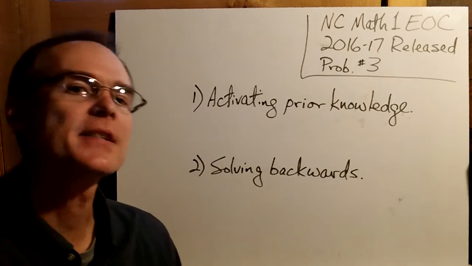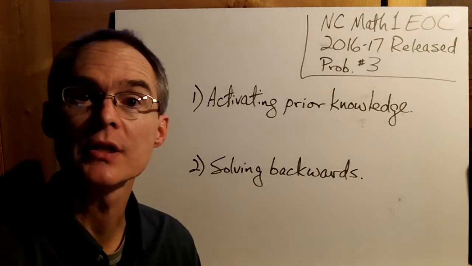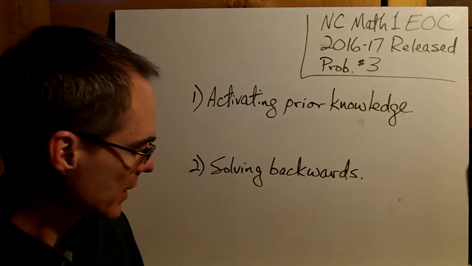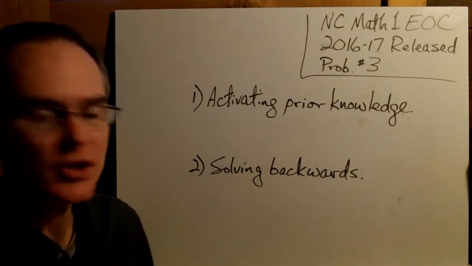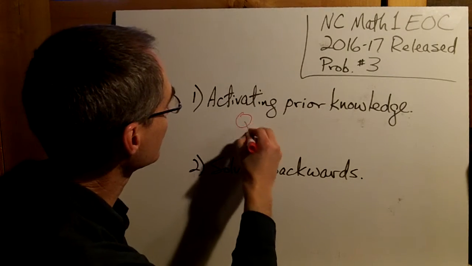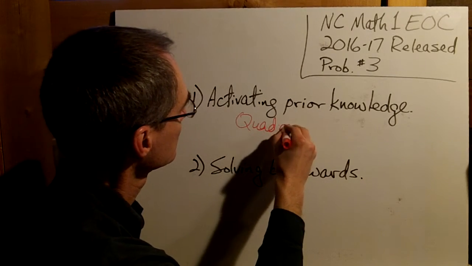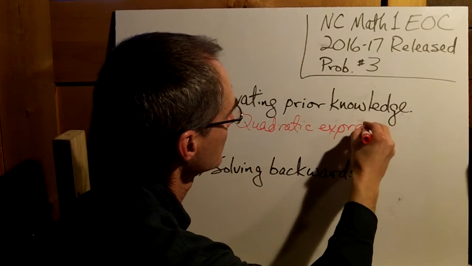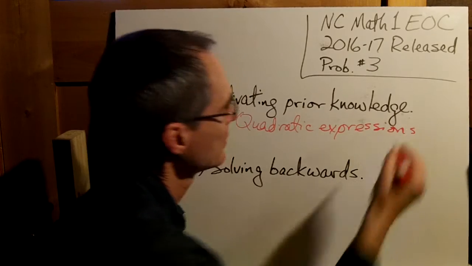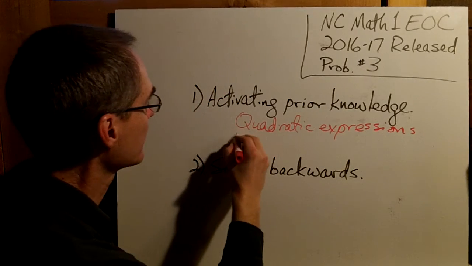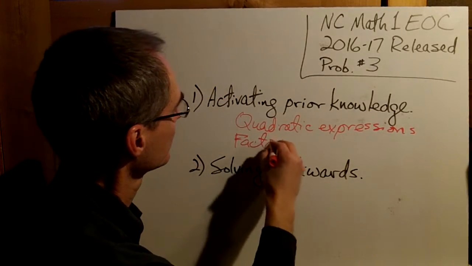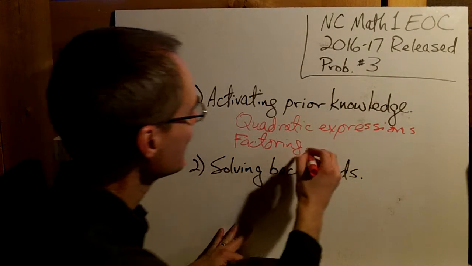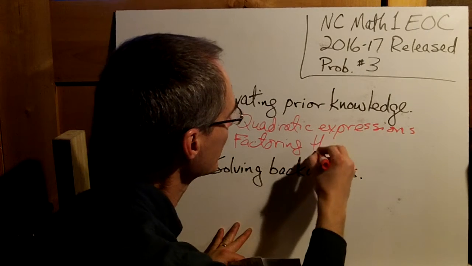Okay, let's take a look at some of the problem-solving strategies I used in problem number 3. So the first one, activating prior knowledge. And in this case, the prior knowledge is our knowledge of quadratic expressions, and in particular, factoring quadratic expressions. And even more specifically than that, factoring the difference of two squares.